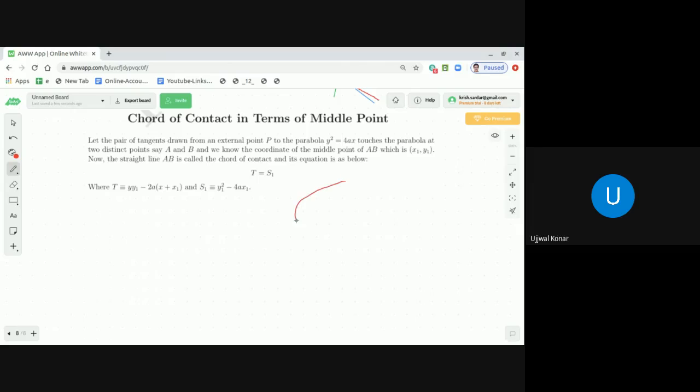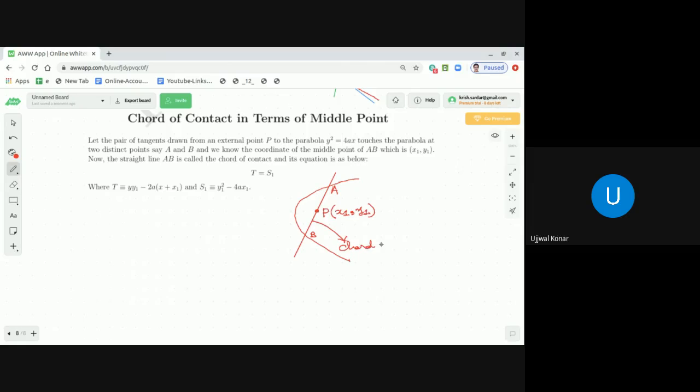Suppose this is the parabola, and in this parabola this is the chord of contact. If I draw the chord of contact like this, it intersects the parabola at the two distinct points A and B. We know the coordinates of the midpoint of AB. Suppose this point is P and its coordinates are x1, y1. Then, dear students, we can find the equation of this chord of contact.